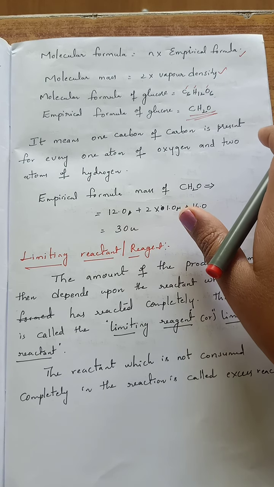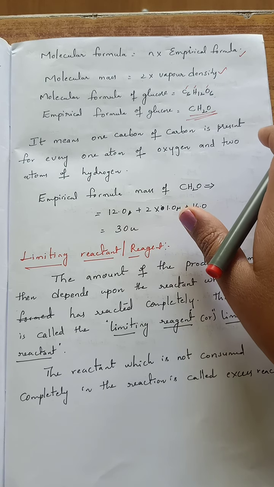Now we'll see what is the complete meaning of this empirical formula. It means 1 carbon is present for every atom of oxygen and 2 atoms of hydrogen, because hydrogen is in double number than carbon and oxygen.